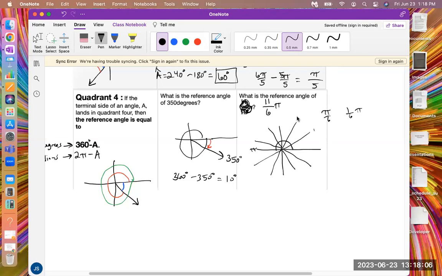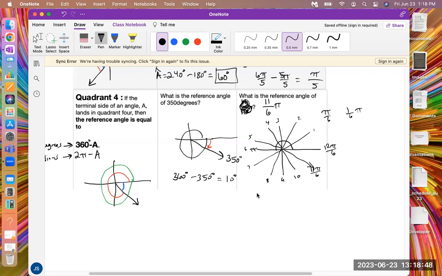So 1, 2, 3, 4, 5, 6, 7, 8, 9, 10, and 11. So this would be 11 pi over 6 right here. So it is in fact in quadrant 4. And notice that all the way around would have been 12 pi over 6, because 12 divided by 6 is 2, so it makes sense that this reduces to 2 pi.